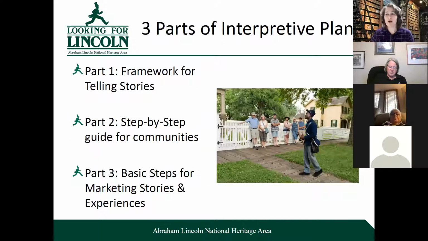So there are 3 parts to our interpretive plan. The first part outlines the interpretive framework for telling stories in the heritage area. Part 2 serves as a step-by-step guide for communities to create effective interpretation of their natural, cultural, and historical resources. And that's really the section we're going to spend the most time in today. And then part 3 is basically a basic step on marketing those stories and experiences that are available to communities.